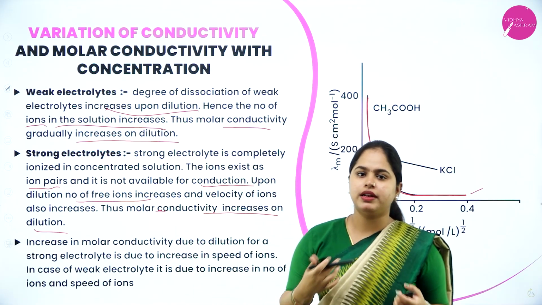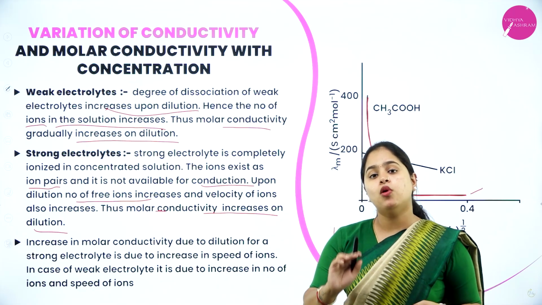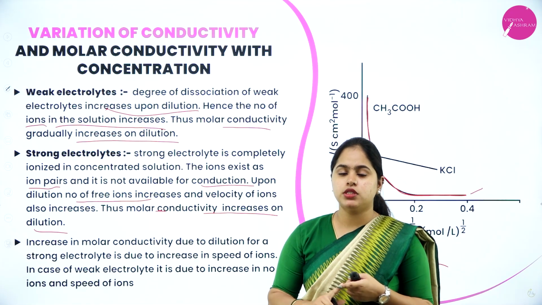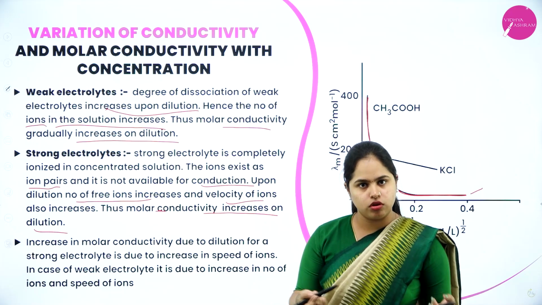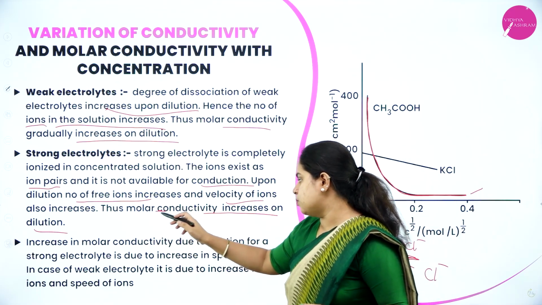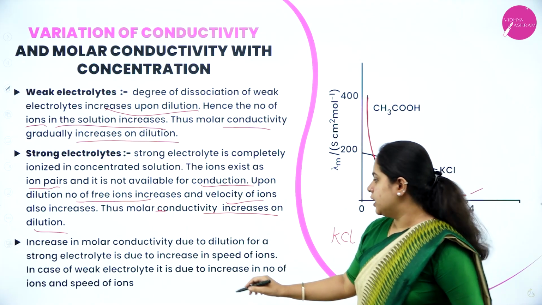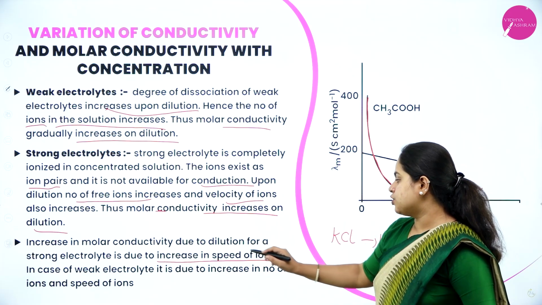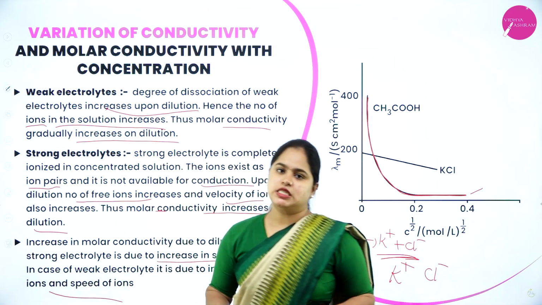More dissociation will take place. In the case of strong electrolyte, on dilution, molar conductivity increases due to the increase in number of ions as well as the speed of ions. Yes, the velocity of ions also increases, right? So, increase in molar conductivity due to dilution for strong electrolyte is due to increase in speed of ions, right? And in case of weak electrolyte, it's due to increase in number of ions and the speed of ions.